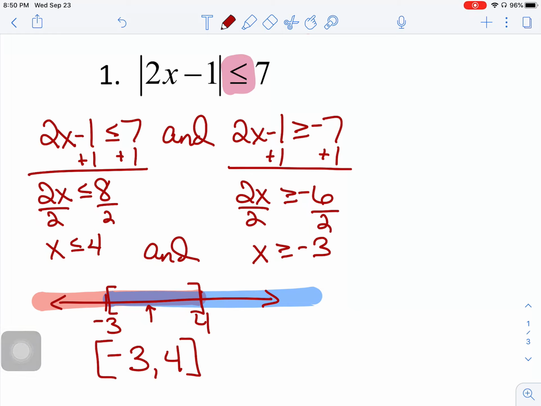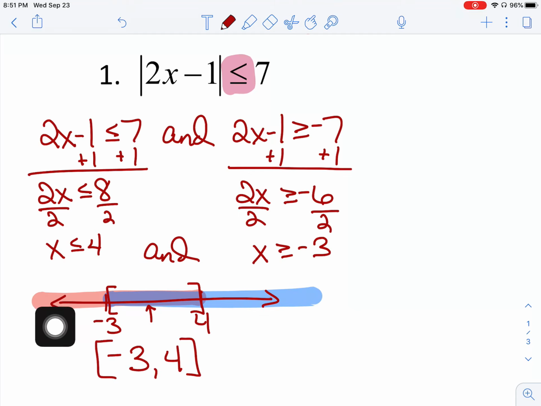So let's say we picked 5, for example. Clearly 5 is greater than 4 here. If I go back and put 5 in this problem, 2 times 5 is 10. 10 minus 1 is 9. Let me get my order right there. Absolute value of 9 is 9. But the problem is 9 is not less than or equal to 7. So that fails. This part up here does not work.